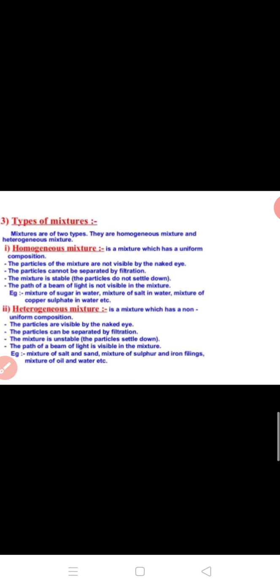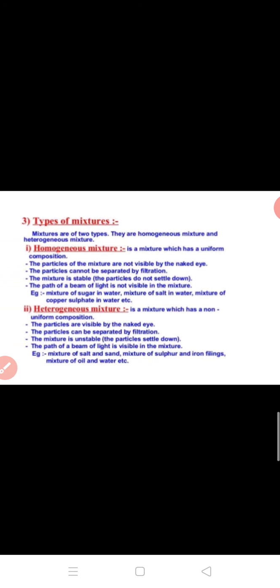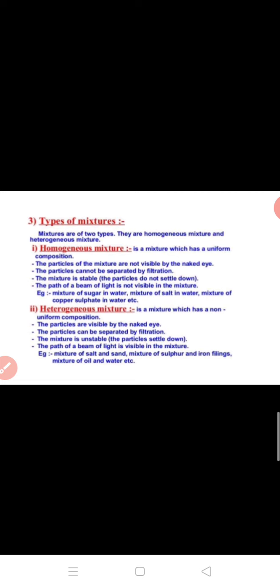So, students, in the previous class, we studied different types of mixtures. You studied that mixtures are of two types, homogeneous mixture and heterogeneous mixture. With that, through some activities, you studied the properties of homogeneous and heterogeneous mixtures.